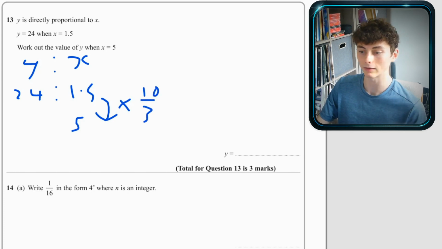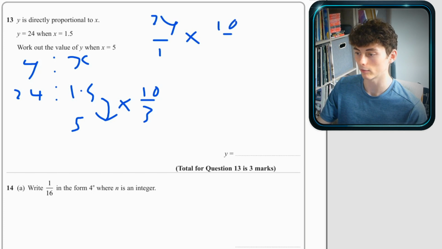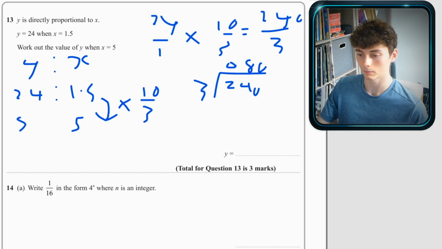So we're just going to do that on the opposite side. 24 times 10 over 3, that's a bit difficult. So we'd have 24 over 1 multiplied by 10 over 3. And then we just multiply. So that's 240 over 3, which we can simplify down by bus stop method. And that leaves us with 80. So therefore, when x is 5, y must be 80.